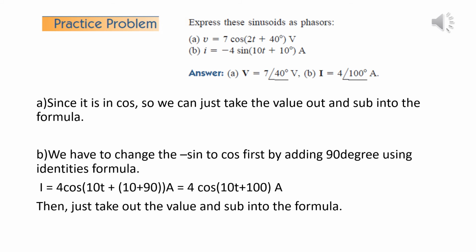Practice problem. Express this sinusoid as a phasor. For A, since it is in cos, we can directly take out the values and substitute into the formula. So V is equal to 7 angle 40 degrees. For B, you can see that it is in sine, so we have to change it into the form of cos by adding 90 degrees using the identities formula. After adding, we can directly get the values and substitute into the formula, and the final answer will be I equal to 4 angle 100 degrees.